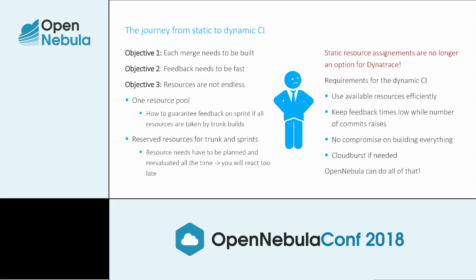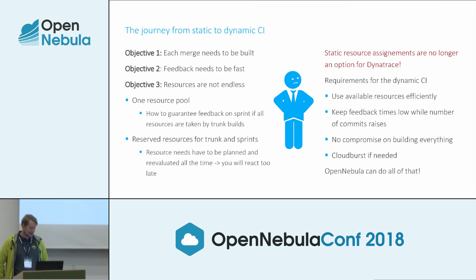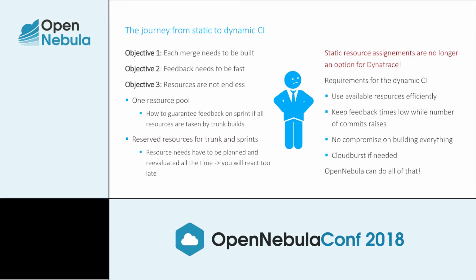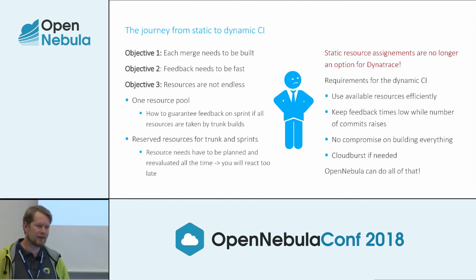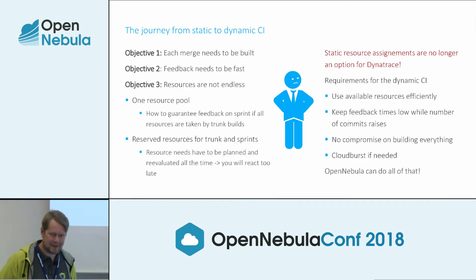And that actually brings me to our journey from the static to the dynamic CI that we did, mostly with OpenNebula. And first, I want to go into our three main objectives in there. And that's, yeah, we need to build every merge. That's simply a fact. Our feedback to the developers needs to be fast, so we can't afford to have a developer check in something, run the merge, and 2 hours later he gets the response, he broke the build. That doesn't work, not at 450 developers and growing.